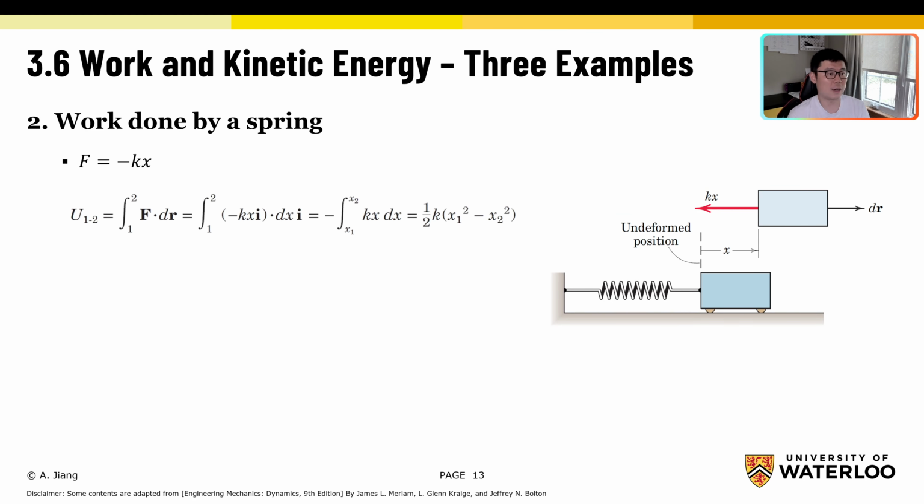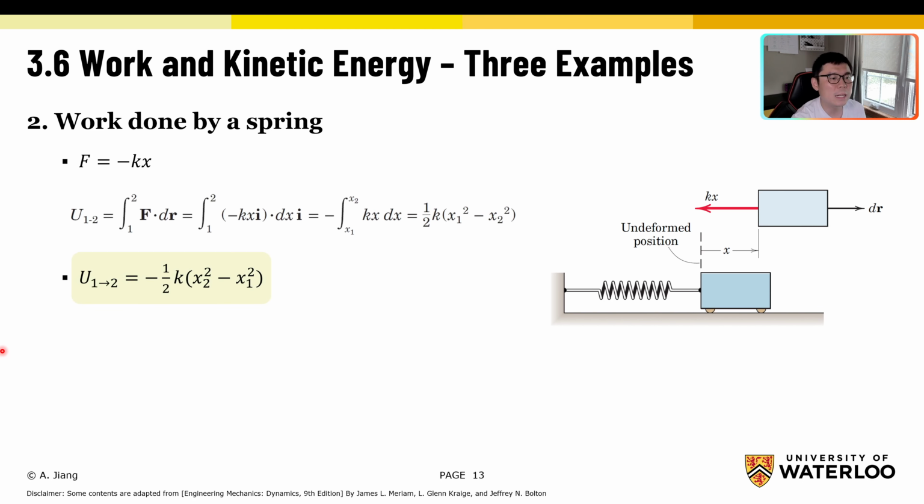Using Hooke's law, F equals negative kx, from position 1 to position 2, either you're stretching or compressing, through integration we can get the work done by the spring is 1/2 times k times (x1 squared minus x2 squared). This is the equation in the textbook.